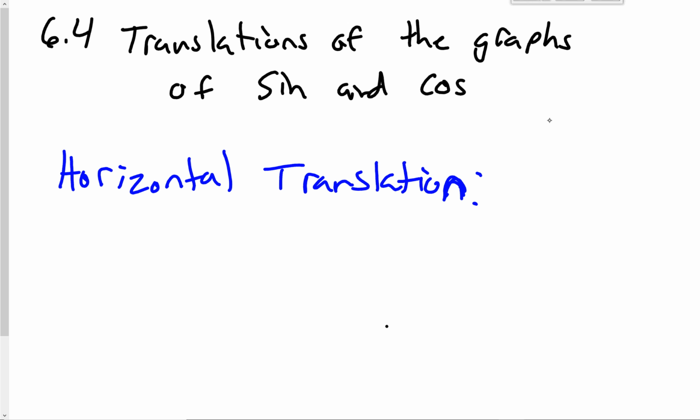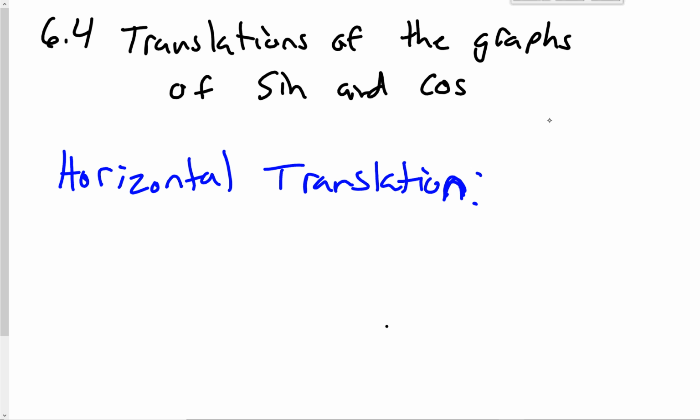Chapter 6, Section 4, we're going to talk about translations of graphs of sine and cosine. So first we'll look at horizontal translation. Remember, when you have a function, it moves left and right, up and down, stretches and shrinks. What we talked about in the last couple of videos, Section 3, was how the graph stretches or shrinks based on our a, or if we have our period length, it stretches horizontally, right?